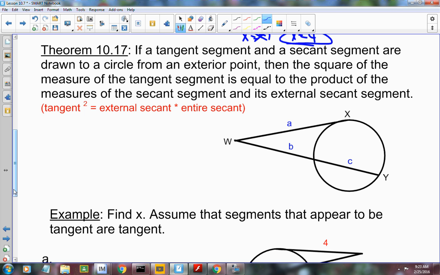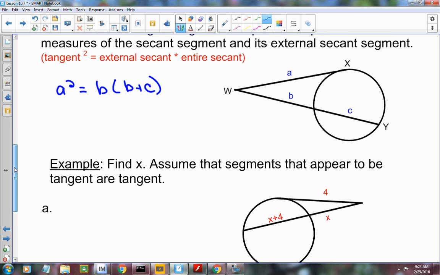So it goes back to that same thing. The only difference is the tangent segment, you square it, and the other segment, you do the outside part times the whole thing, okay? All right, so tangent squared equals external times entire. So that means we've got a squared equals, and my outside part and my whole thing, you have to add those two parts together. All right, that's what you do on that one.